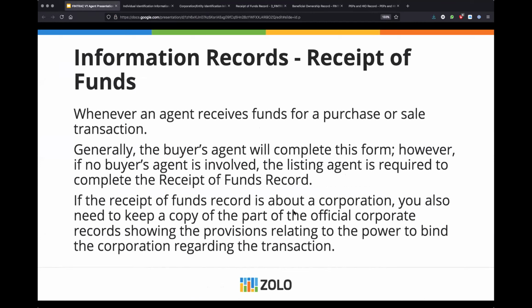If the receipt of funds record is about a corporation, you also need to keep a copy of the part of the official corporate records showing the provisions relating to the power to bind the corporation regarding the transaction, meaning that you have to record that, let's say, Mihir Sonara is an officer of the corporation for Cookies and Cream Incorporated, and he has the power to bind the corporation. You have to collect that documentation.